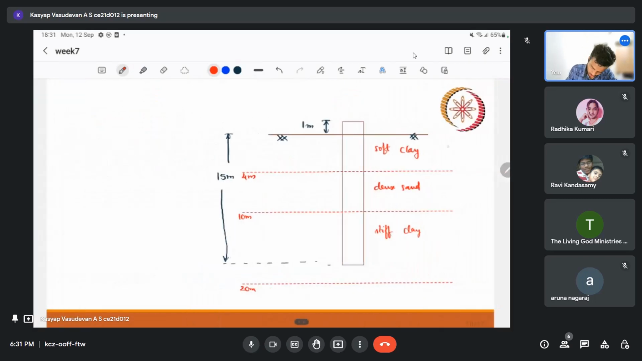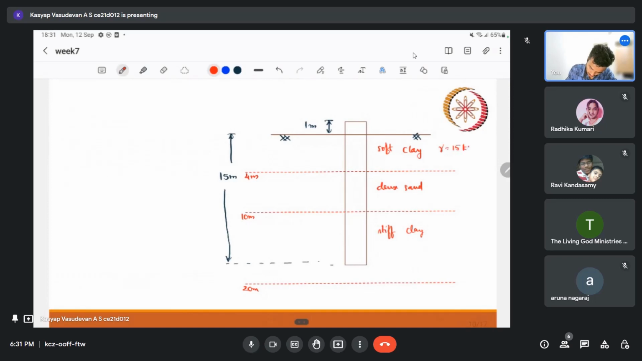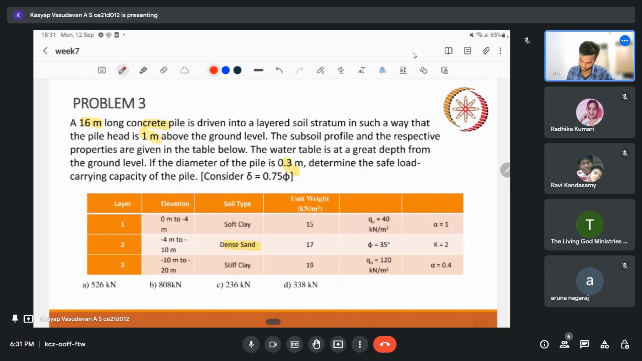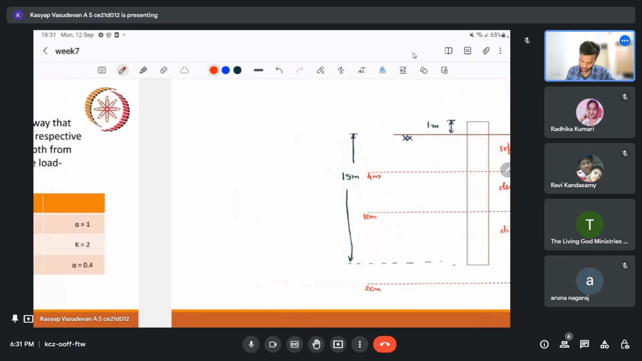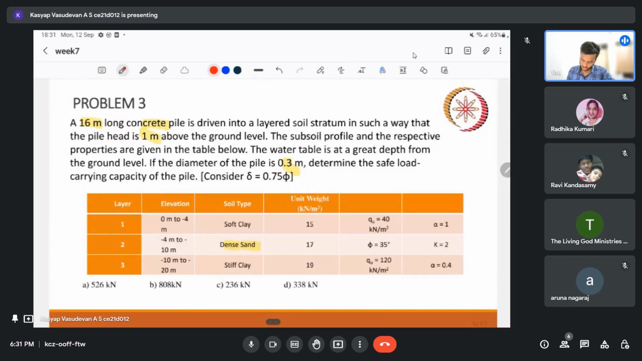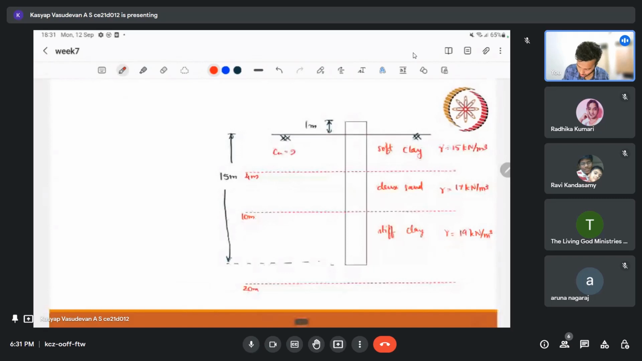Unit weights: gamma 15 kilonewton per meter cube, then 17 kilonewton per meter cube, and gamma equal to 19 kilonewton per meter cube. So that's done. Now we need qu. They have given qu directly, so I can write cu just by taking half of it, as I told before. So I can write cu is equal to 20 kPa here, and cu is equal to 60 kPa here.